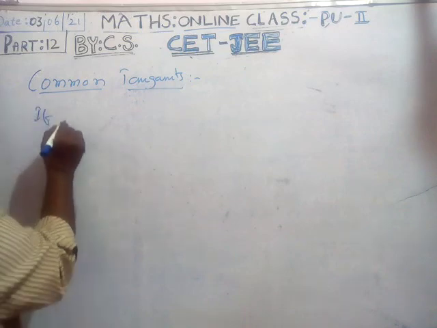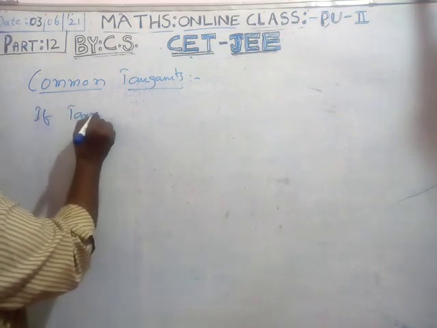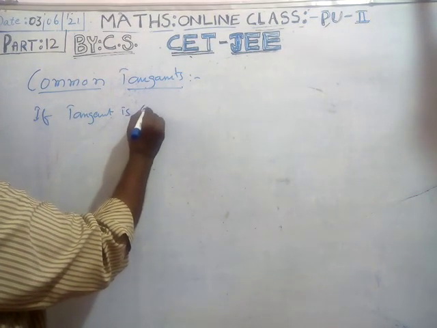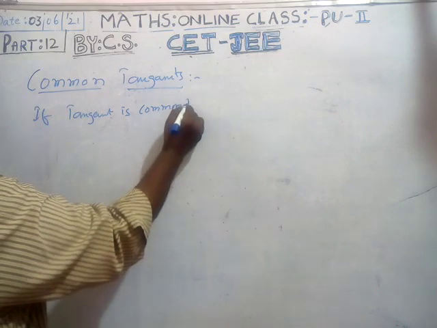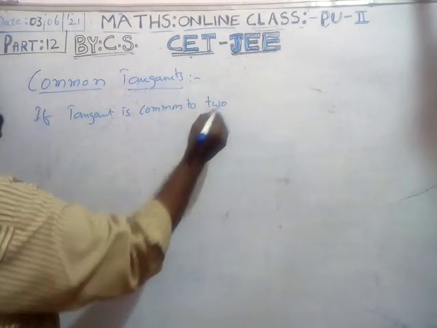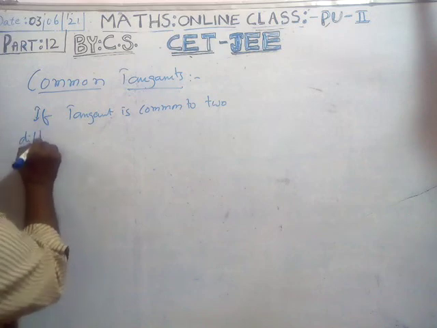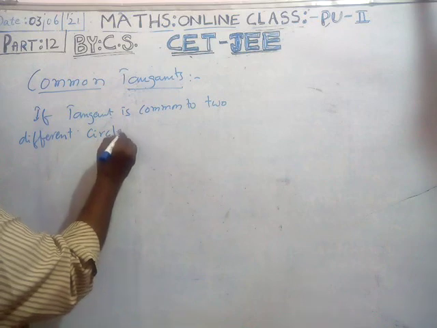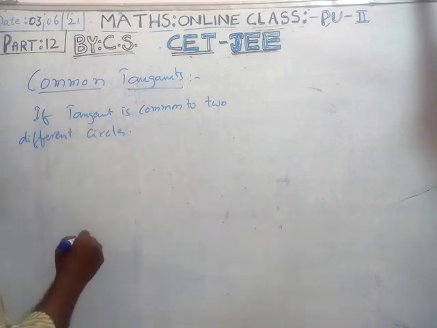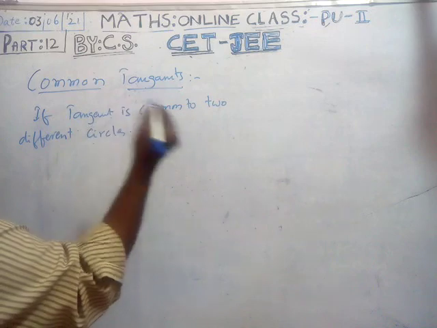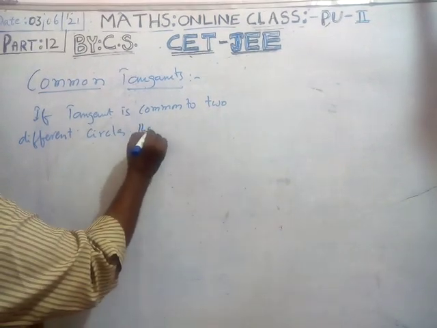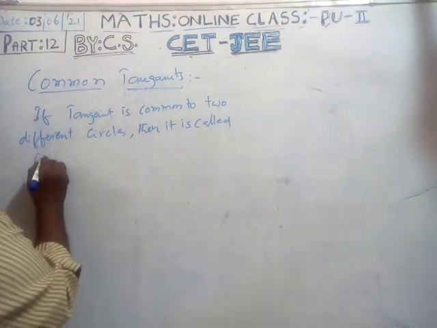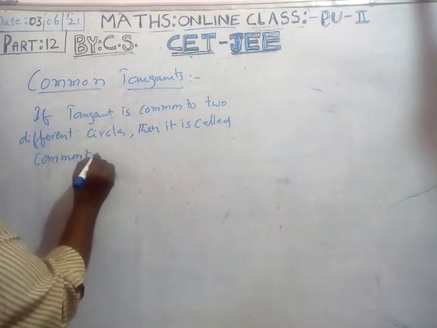If a tangent is common to two different circles, then it is called a common tangent.